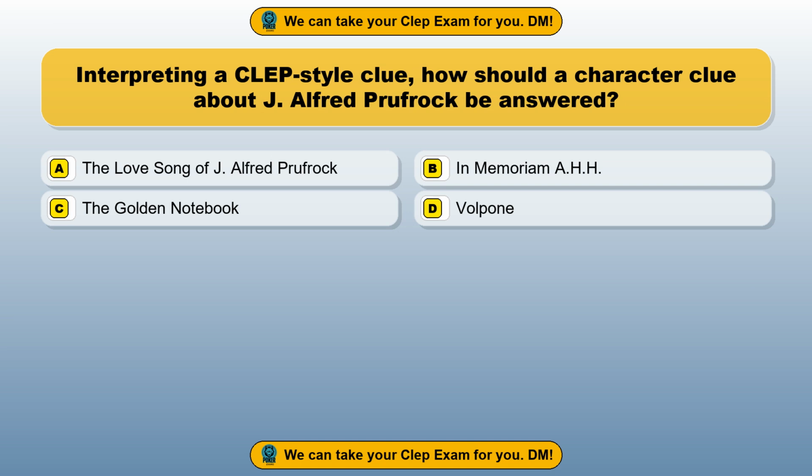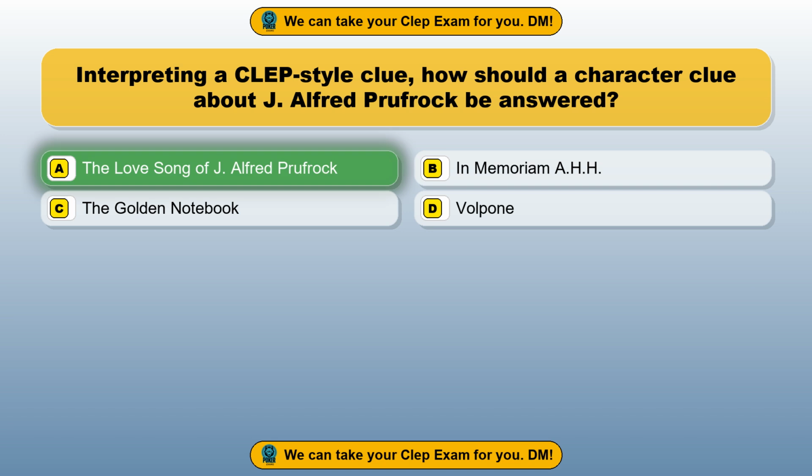Question 67. Interpreting a CLEP-style clue. How should a character clue about J. Alfred Prufrock be answered? Option A, The Love Song of J. Alfred Prufrock. Option B, In Memoriam A.H.H. Option C, The Golden Notebook. Option D, Volpone. The correct answer is option A, The Love Song of J.